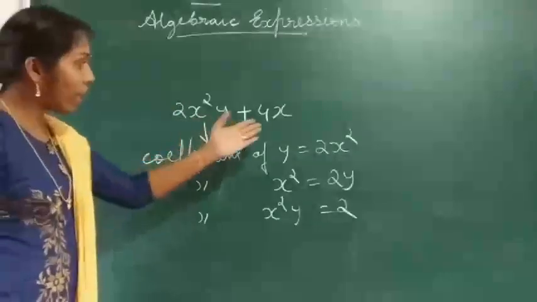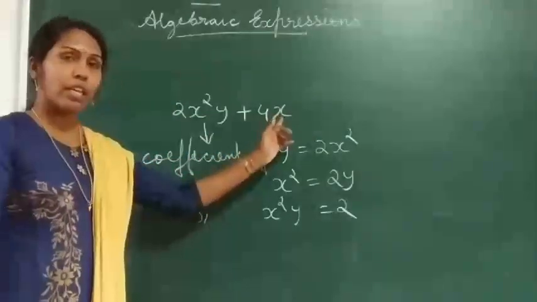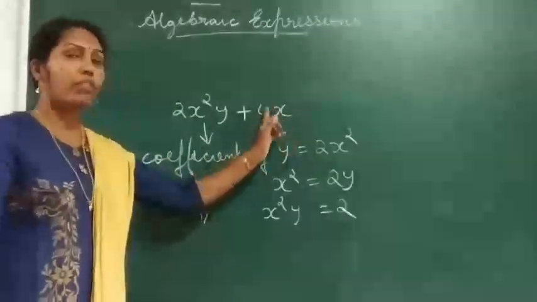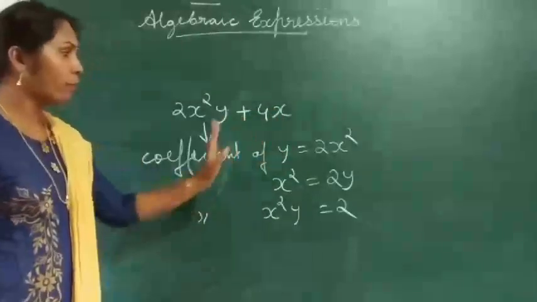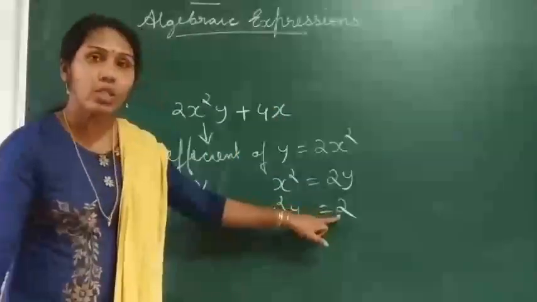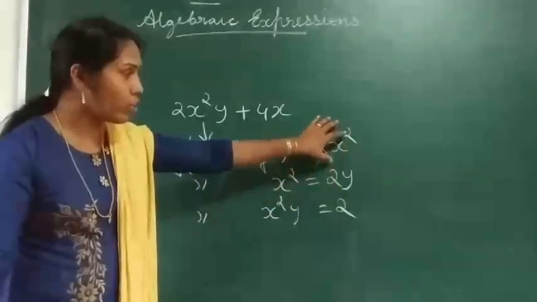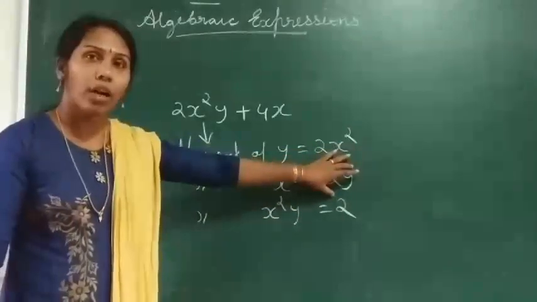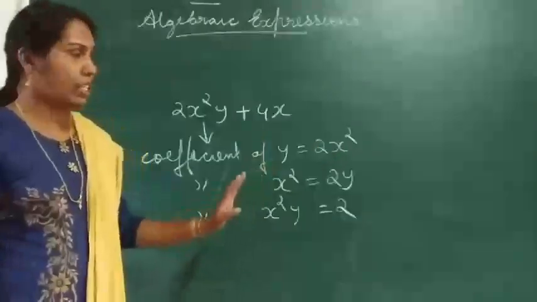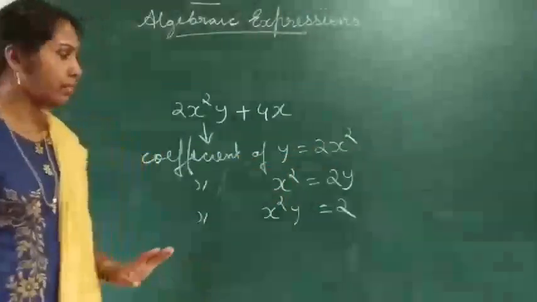Now, similarly, we can find out the coefficient of x in 4x also. The coefficient of x in 4x is 4. Here, the 2 is known as the numerical coefficient, and the other coefficients, 2x square or 2y, are known as the variable coefficients because they contain variables.